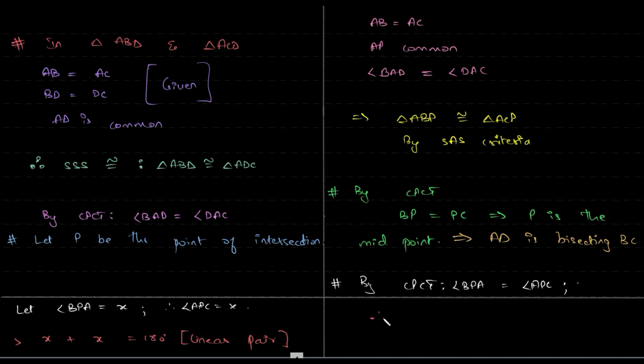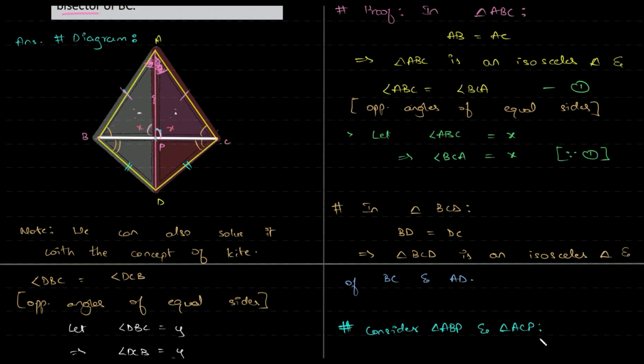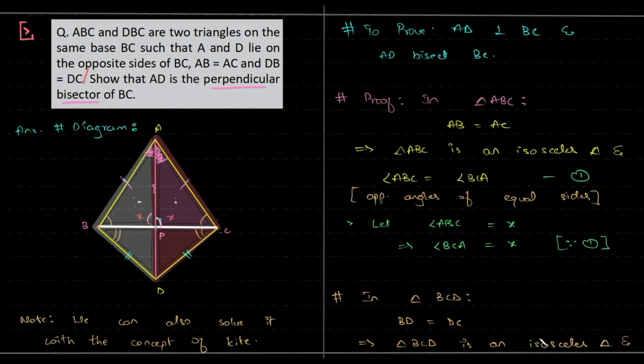Therefore x plus x is 2x, so x is equal to 90 degree. And thus, at last, this implies AD is perpendicular to BC. Okay, and hence proved. This is I think the lengthiest writing in this section, but that's your answer. So we had to go two steps.